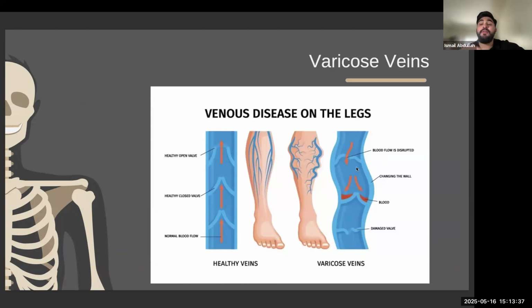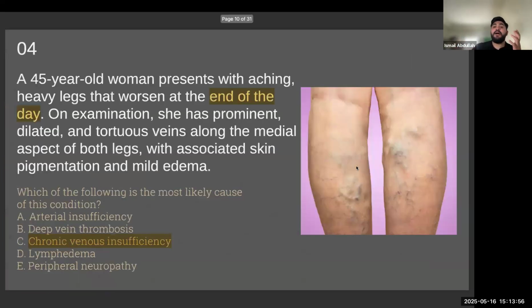dysfunction, leading to blood flow disruption. And then the blood, instead of just going from the superficial vein to the deep vein, is going to start pooling in the superficial vein because there's no proper flow. Okay, will lead to this congestion, which with time, chronically speaking, is going to lead to varicose veins. And it's usually associated with skin pigmentation. Like you will see a bit of brownish discoloration around the veins.